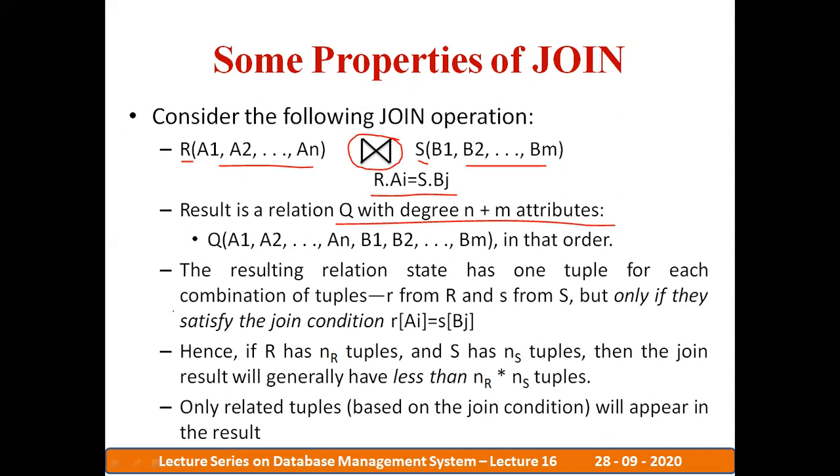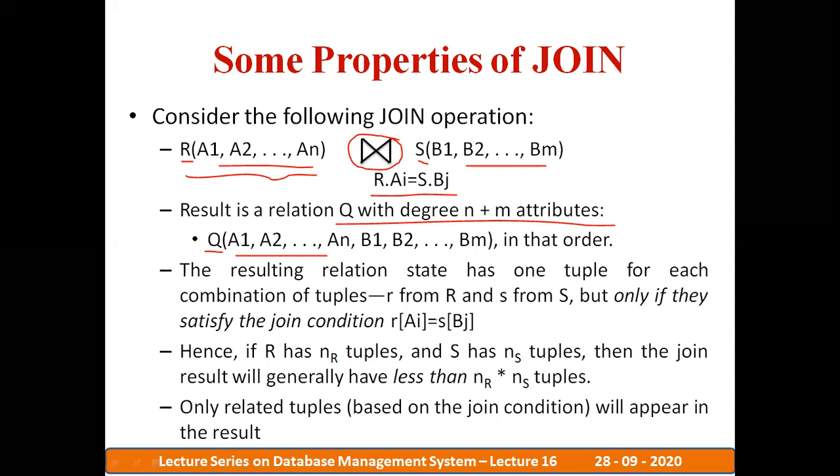The resultant table we are going to name Q, having the attributes A1, A2, up to AN and B1, B2, up to BM, in that order only. You can see that A is on the left hand side, that is the first table. So that's why we have the attributes A1, A2 up to AN first in the resultant table. Those are the attributes that will appear first.